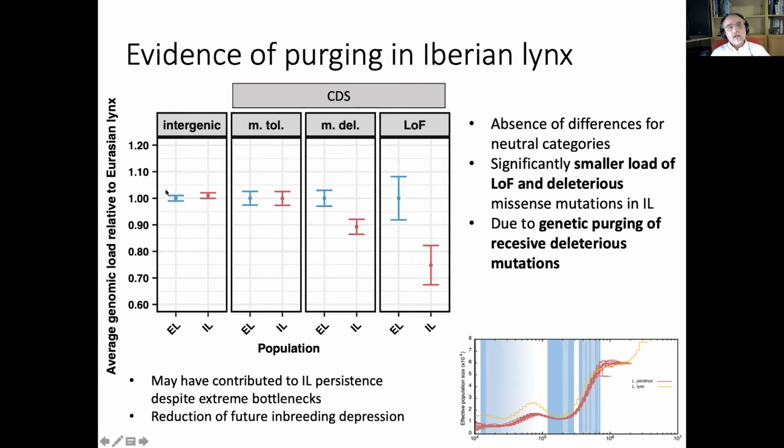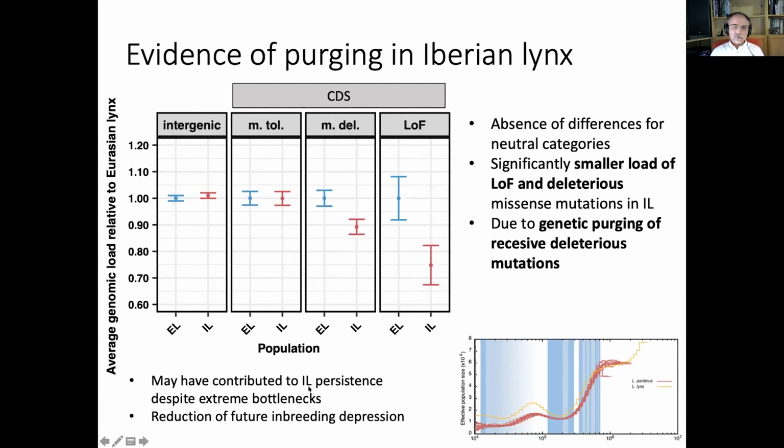So here we are following the number of derived alleles in different categories, the neutral intergenic categories. And here it shows CDS. We are classifying CDS variants into missense tolerated, missense deleterious, and loss of function. What you see here is that, relative to the Eurasian lynx, Iberian lynx present equal load of neutral or tolerated variants, but a deficit of deleterious variants, either missense or loss of function.